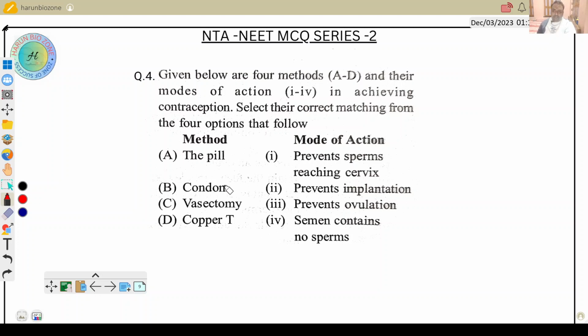Okay. So let me read the question: achieving contraception, select their correct matching from the four options. So here the correct option is: the pill prevents ovulation, condom prevents sperm reaching the cervix region, vasectomy is a permanent method and semen contains no sperms, copper T prevents implantation. So how is it possible?